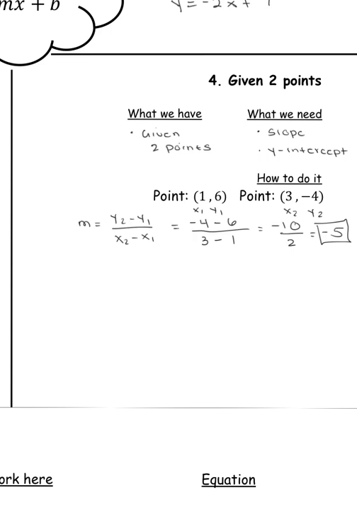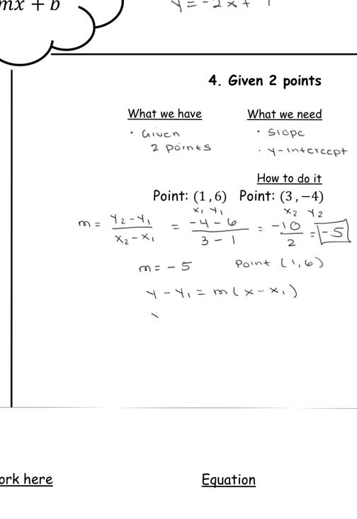Now I can choose either point, and just like in the previous example, I can use point-slope form and pick either one of my points in order to find the equation. So I know in this situation, m is equal to -5. Now I can use either point. It does not matter. I'm just going to pick the first point, but you can also use the second point, and I'm going to use point-slope form. So remember, the formula was y minus y1 is equal to m times x minus x1, where y1 is the y-coordinate, x1 is the x-coordinate, and m is the slope.